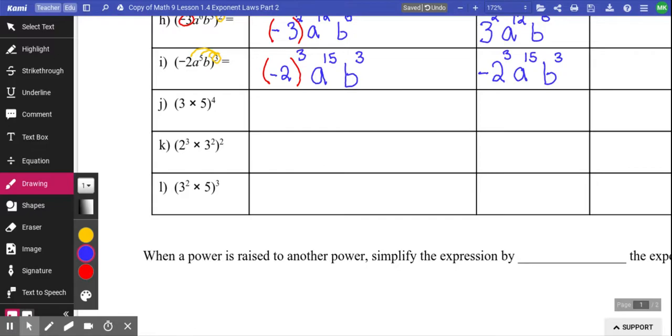So if you look at J, I'm going to do the same thing. I'm going to take the exponent and distribute it in, and realize it becomes an exponent on the other bases. So this would be 3 to the power of 4 times 5 to the power of 4. That would be the exponential form of that question.